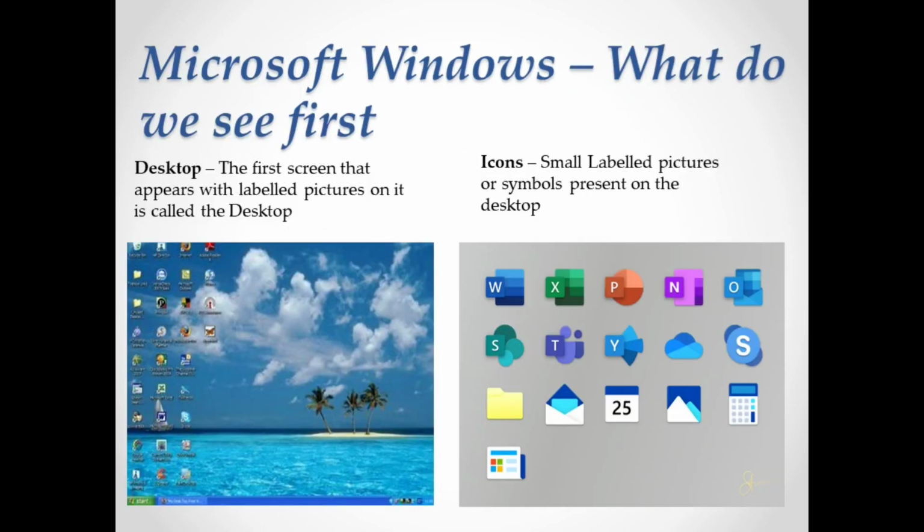When we switch on the computer, what do we see first? We press the on button and open the computer. When it is opening, we can see the Windows icon, the symbol. That is the one which comes in the beginning when you switch on the system. It's called the booting process. Till your computer is on, that will show you.